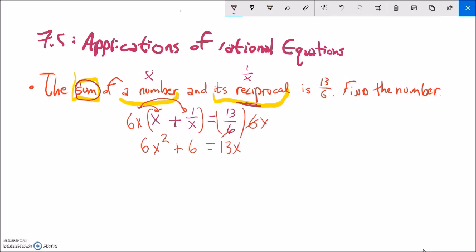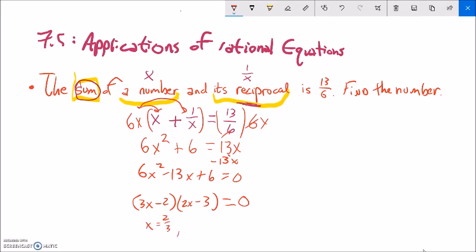Let me keep going from here. This is quadratic, so I'm going to subtract 13x from both sides. And I could go to factor this, or I could run it through the quadratic formula. Whatever floats your boat for solving these. I notice that this looks like it, that's a negative. This is going to be a 3x minus 2 and a 2x minus 3. It gives me a 6, that gives me a 6. Negative 4, negative 9 is negative 13. So it looks like x is 2/3 or 3/2.